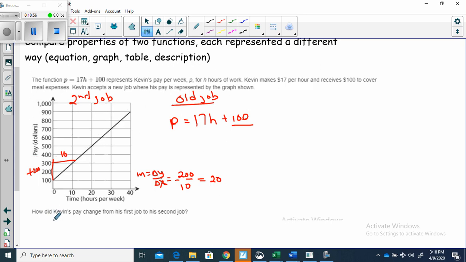How does his pay change? It increases $3 per hour, right? Because he goes from $17 an hour to $20 an hour, and that's $3 per hour more. Okay, now we have looked at how to compare two different functions, whether they're equations, graphs, tables, or descriptions.